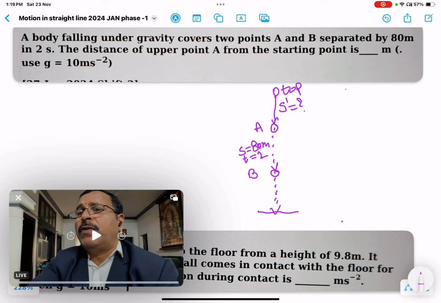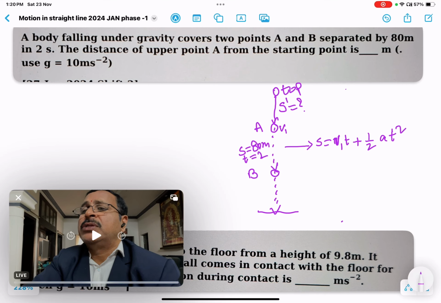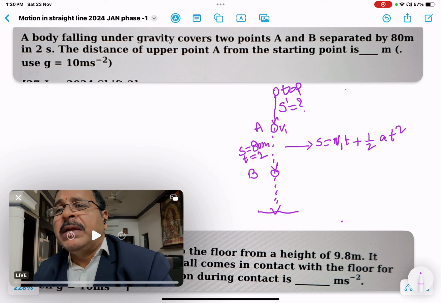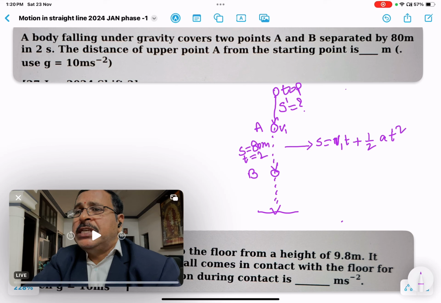First of all, from this second phase, distance is 80 meters, time equals 2 seconds. Between A and B, velocity is v1, so S equals v1 t plus half a t square. This is the formula I am selecting from A to B because data is given in between A and B. So S is 80, v1 we don't know, into time factor 2 seconds.